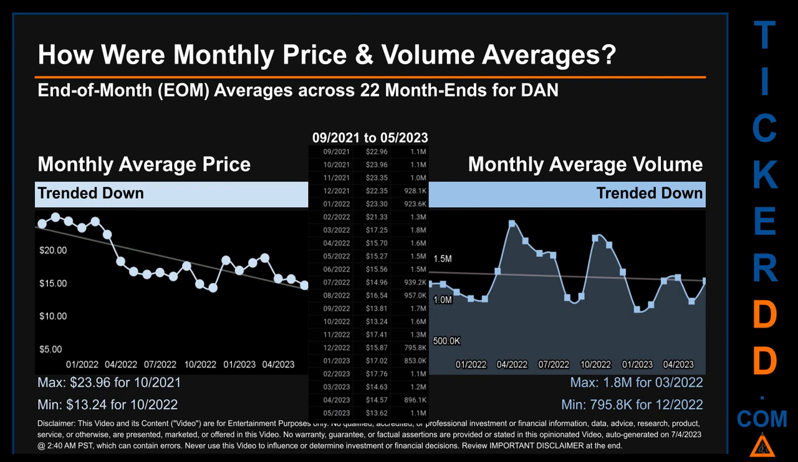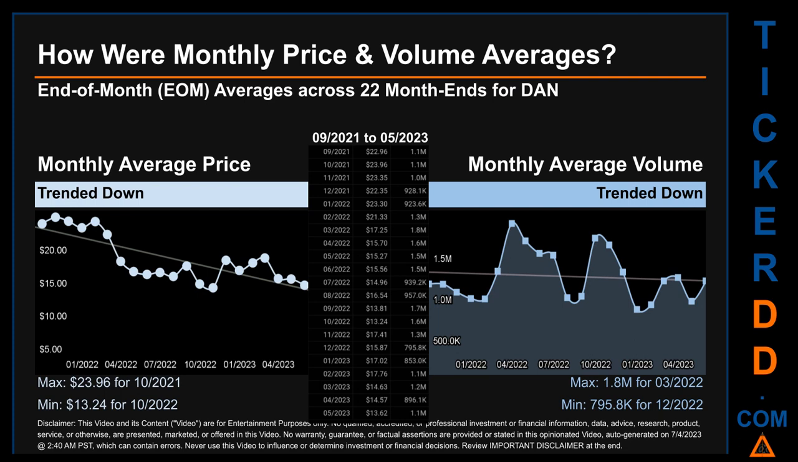How were price and volume averages for DAN? Across 446 trading days, there were a total of 22 month ends, of which monthly averages for daily price and volume were calculated. Overall, monthly price average trended down while monthly volume average trended down.